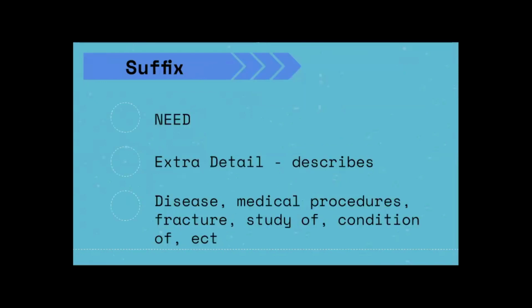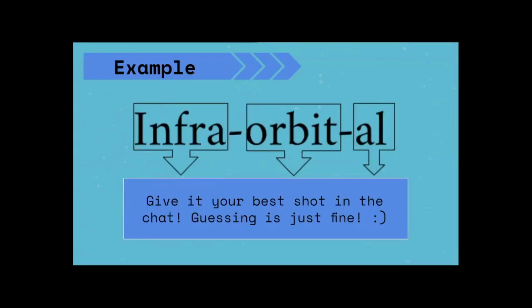Suffixes are a need. You need a suffix. It basically gives extra details and it describes. For example, disease, medical procedures, fractures, the study of something, condition of something, etc. An example would be infraorbital. This is one of the first examples that I learned in medical terminology.